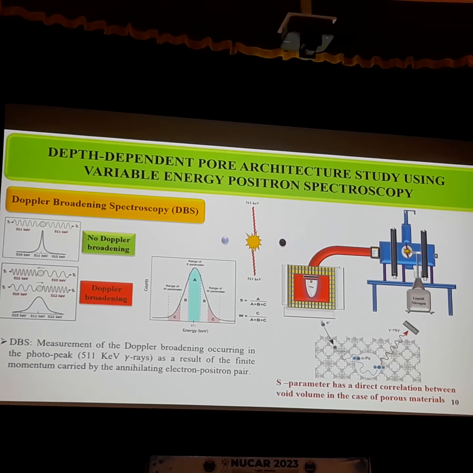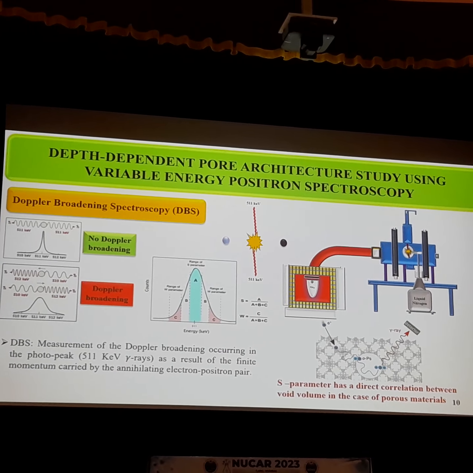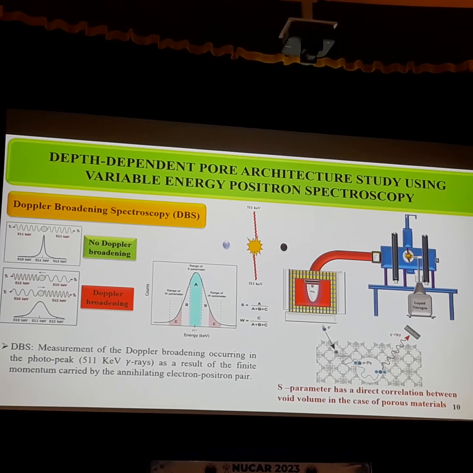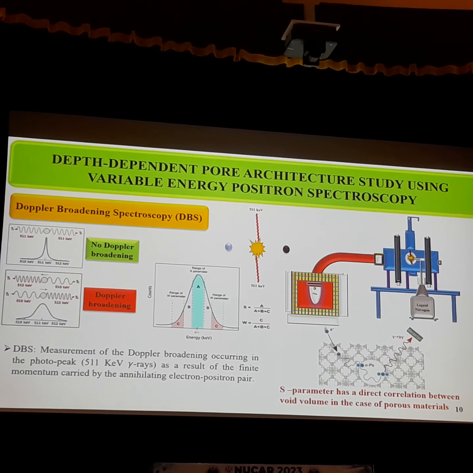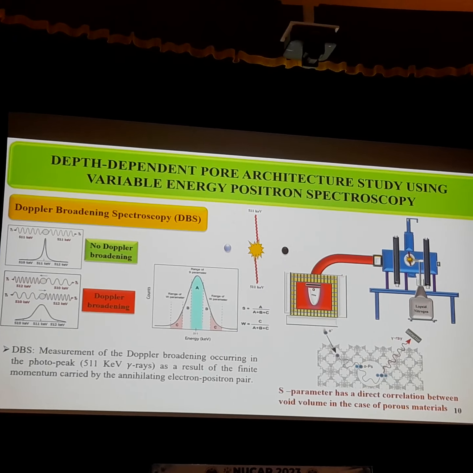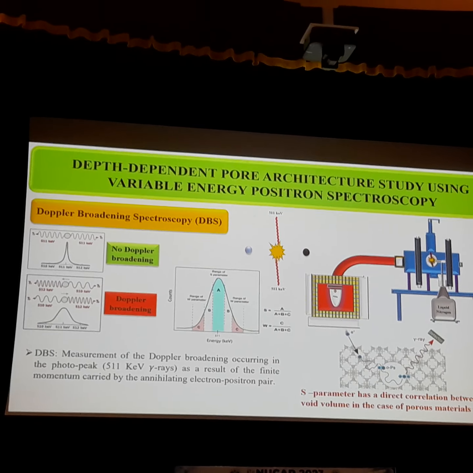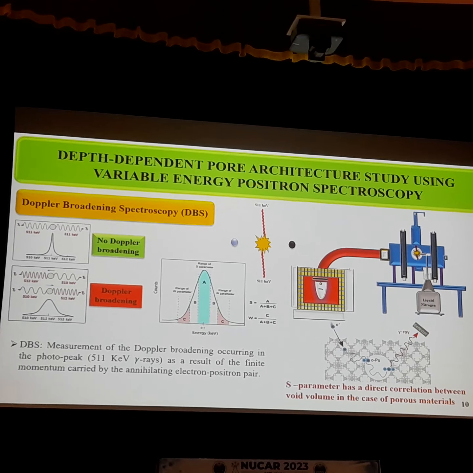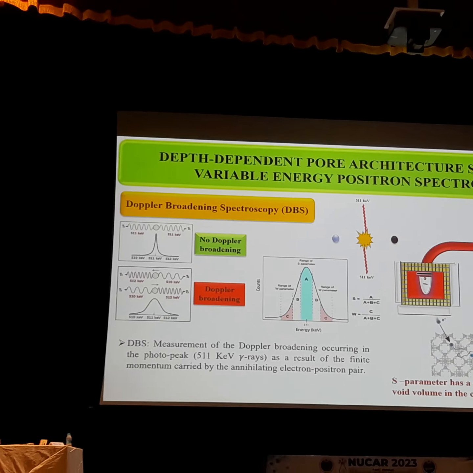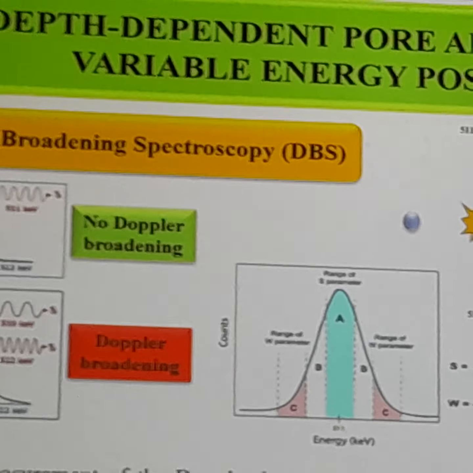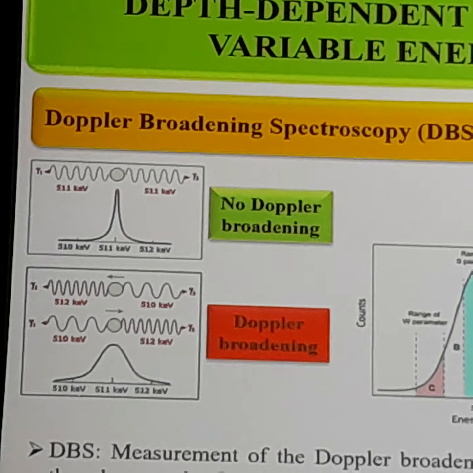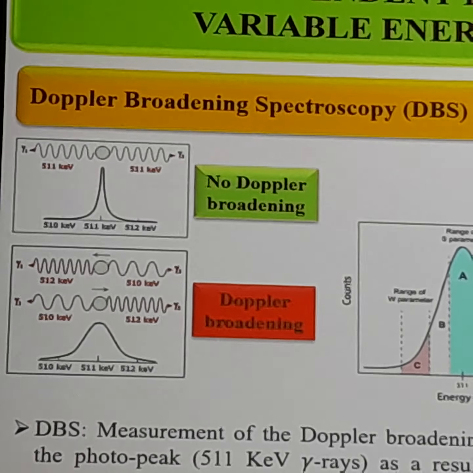The best tool I can use to study this is positron annihilation spectroscopy. And here we are only discussing Doppler broadening spectroscopy. When the positron interacts with an electron, they annihilate each other and give off photons, a high-energy gamma ray. When a positron interacts with a high energy electron, Doppler broadening will happen.